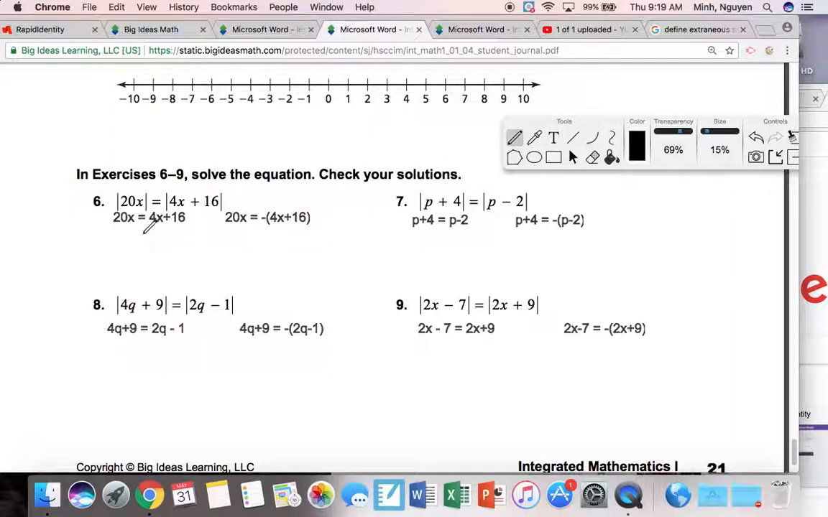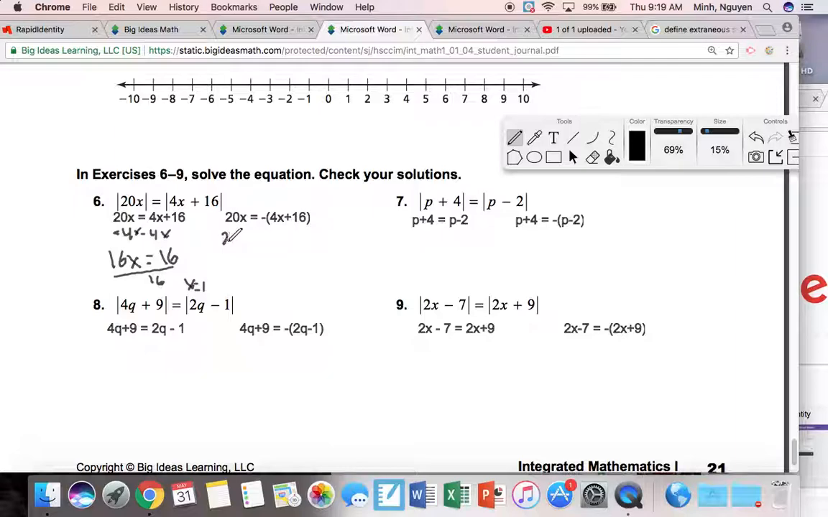Going about solving it, subtract 4x, subtract 4x. I get 16x. 16 times some number is equal to 16. Oh boy, what number is that? Divide both sides by 16. You get x equals 1.